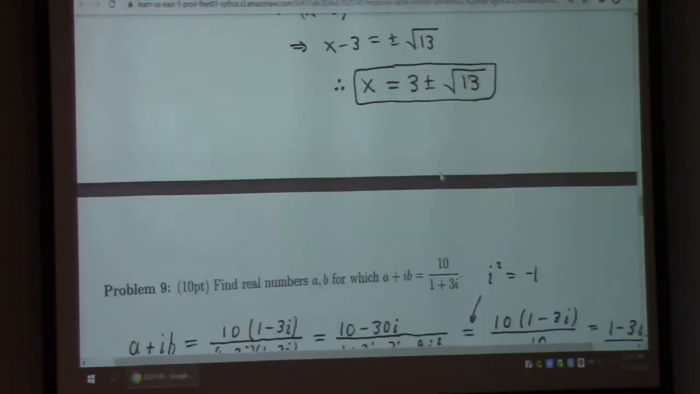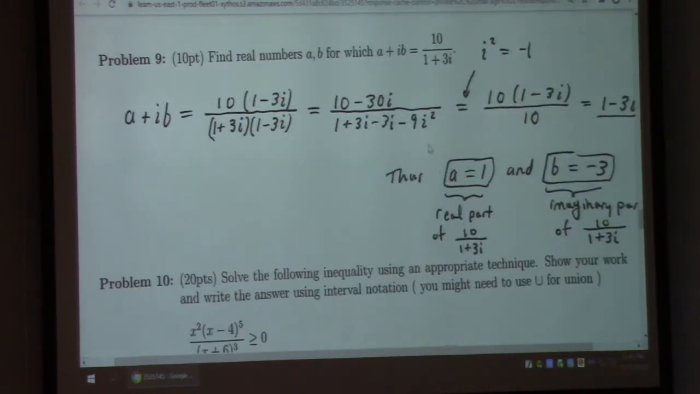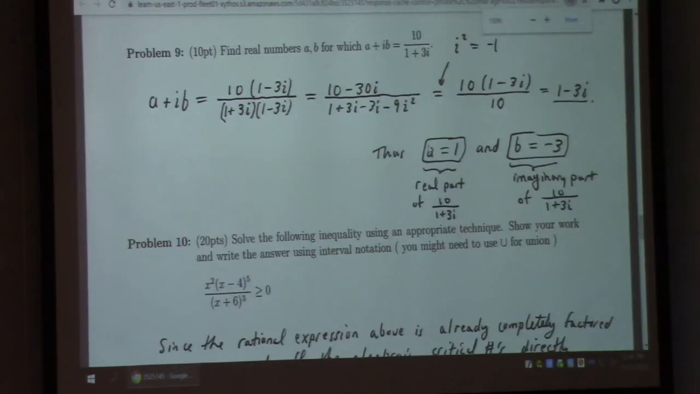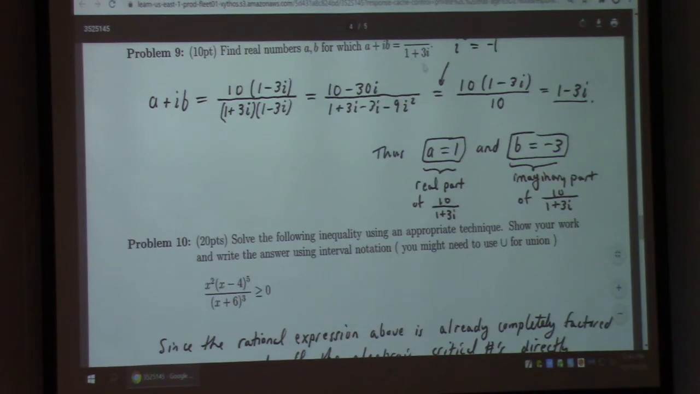I'm going to go on. So I haven't done too much with complex numbers, right? But here's a problem. To rationalize the denominator, we multiply by the complex conjugate over the complex conjugate of the denominator. In so doing, we get rid of the i downstairs and change it to a 10. So this is a way of bringing the i from the denominator up to the numerator. And then we just compare a plus bi to 1 minus 3i. We get a equals 1 and b equals minus 3.